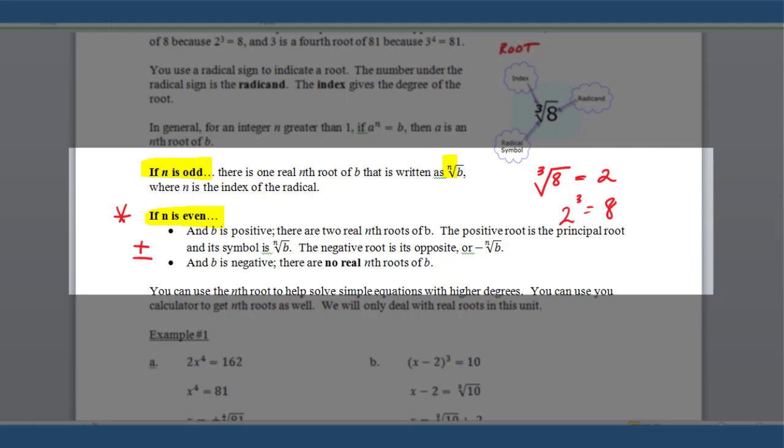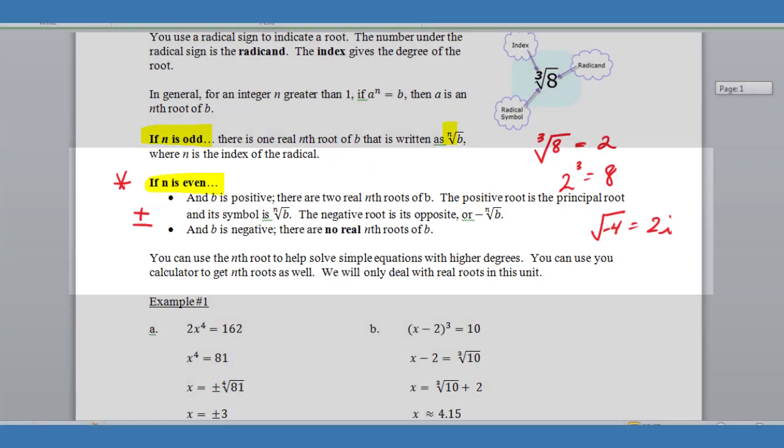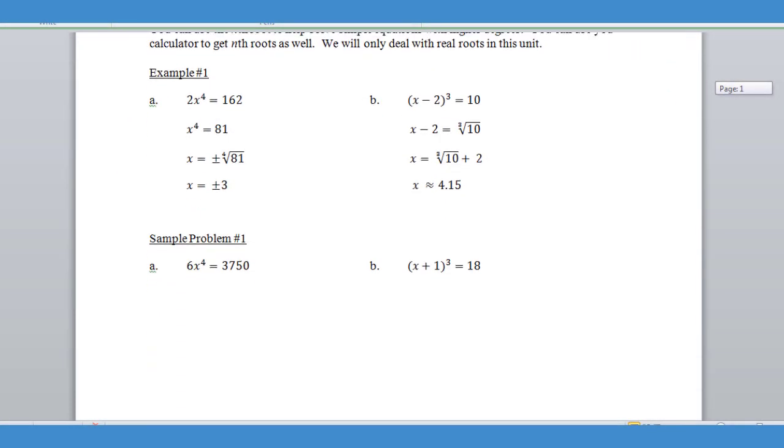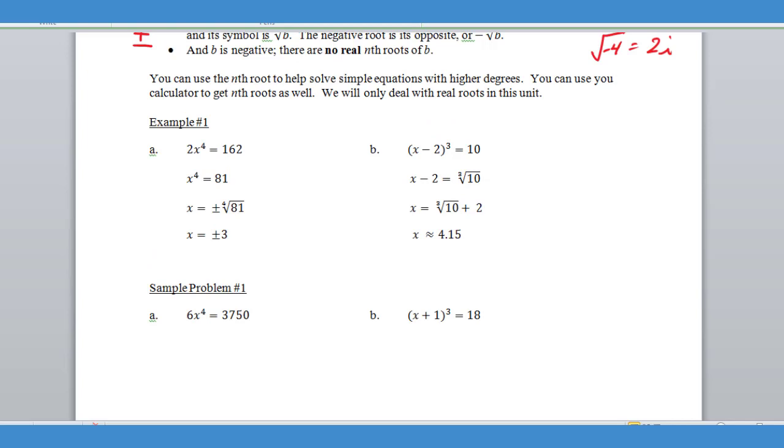Now, if the b value is negative, that's when we get into imaginary numbers. So if you remember, the square root of a negative 4 would be 2i, because the negative root was imaginary. So we won't focus on imaginary numbers in this particular unit. So just keep in mind that it's a non-real number. So let's take a look at a couple examples of where we could use roots with higher degrees.